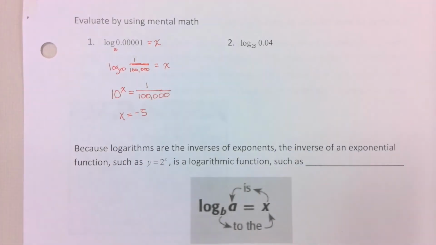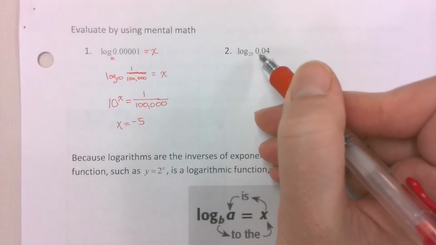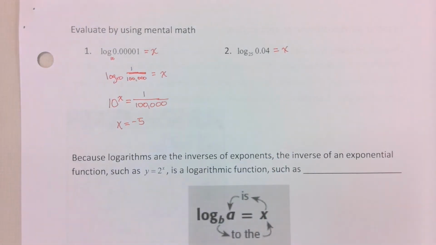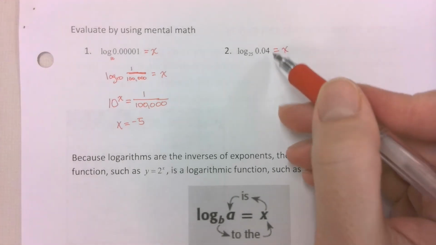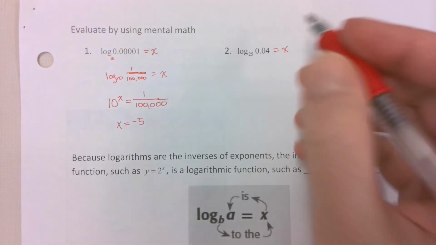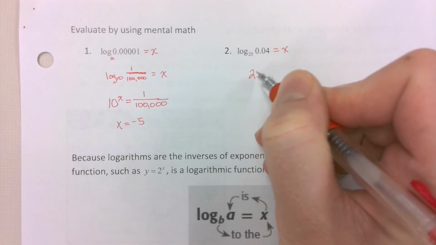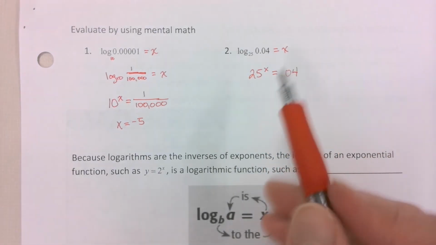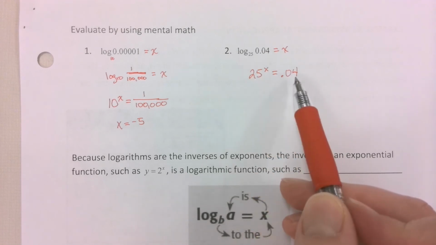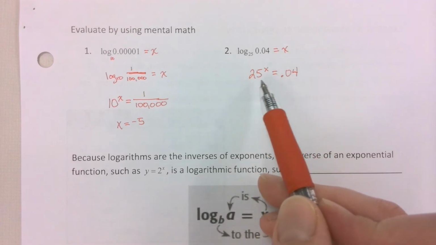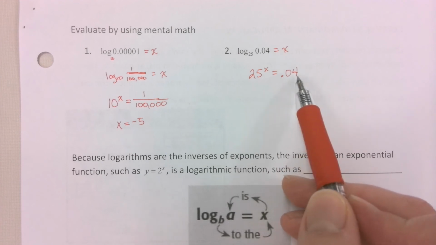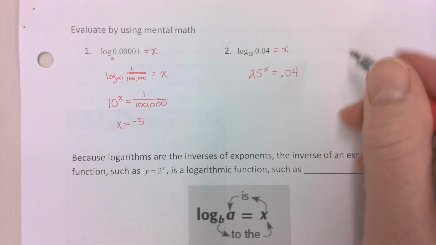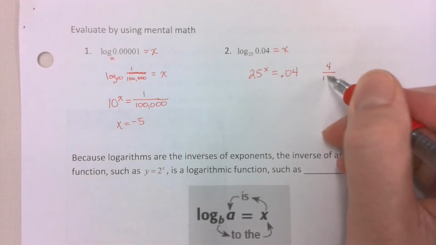Okay, in this problem we have log base 25 of 0.04. I'm going to set it equal to x. So we want to make sure we have all three pieces, and my base is 25 to the power of x equals 0.04. So I want to remind you again, if my number is getting smaller, if my number went from a base like 25 to 0.04, that must mean I have a fraction. So if you can think about 0.04, isn't that the same as 4/100ths?